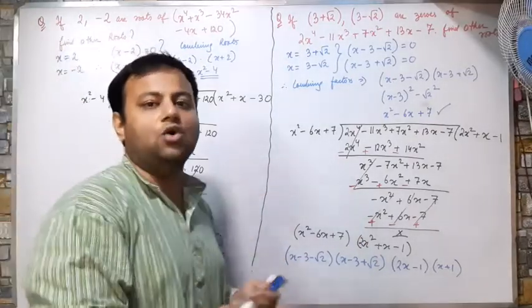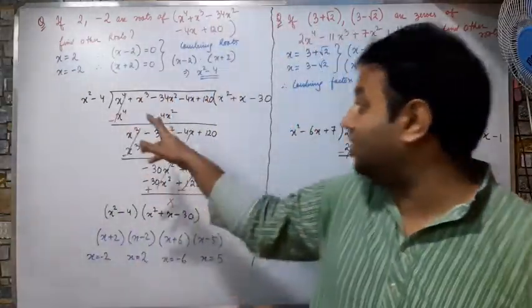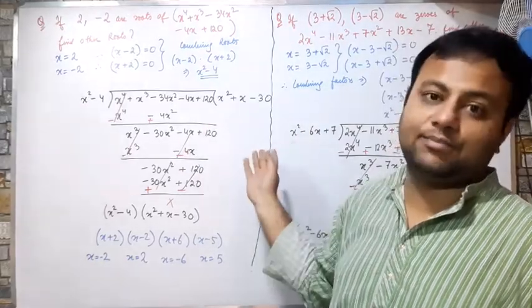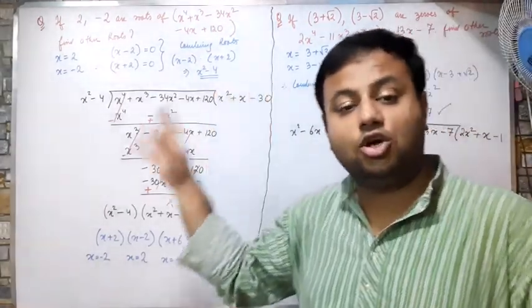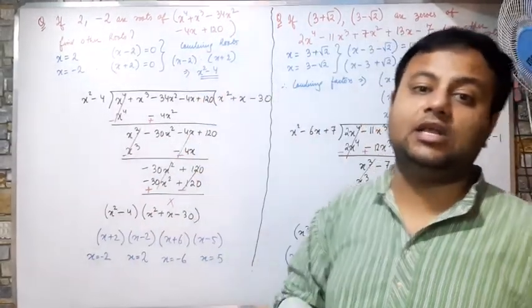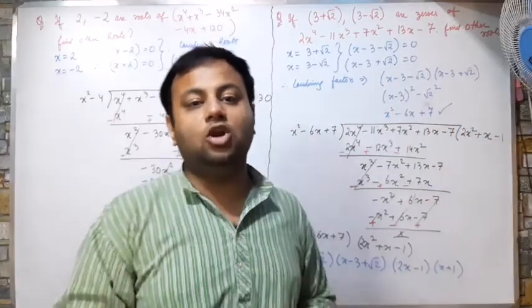So this is how you have to solve the polynomial, and this kind of question is more or less given in the examination. This means you will be given one or two roots and you have to find the other remaining roots. So this is all about polynomials. Thank you.